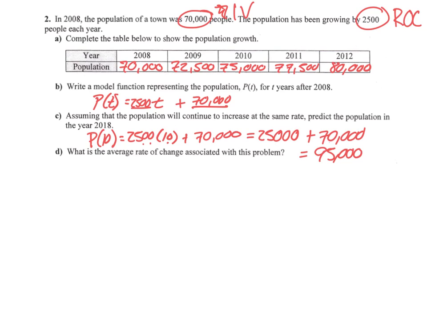2,500. Increasing, right? So plus 2,500 people a year. All right? Any questions?